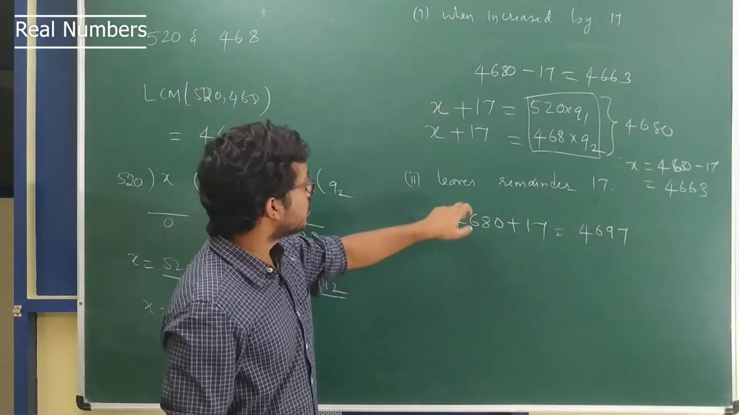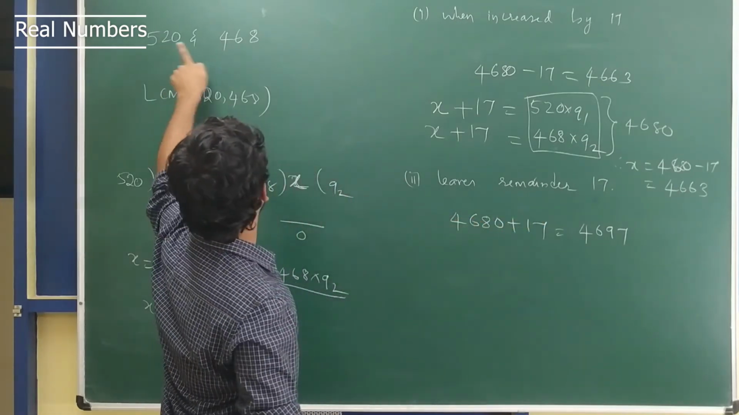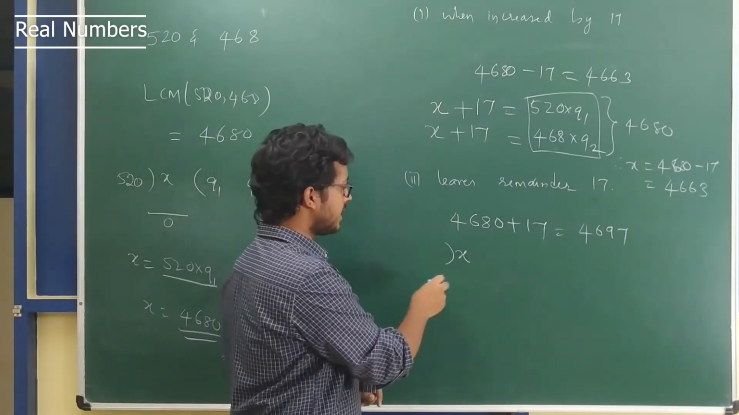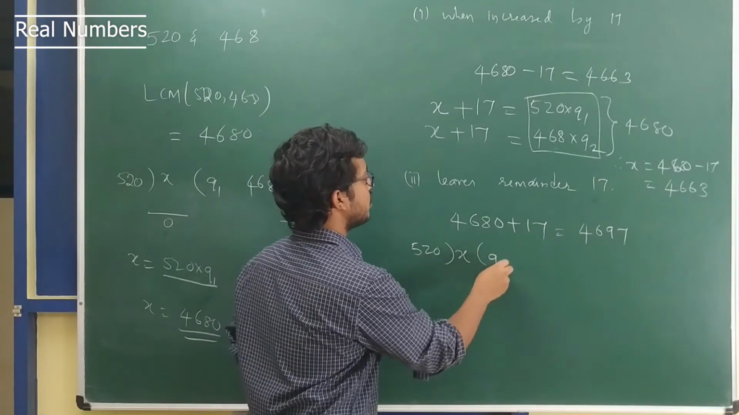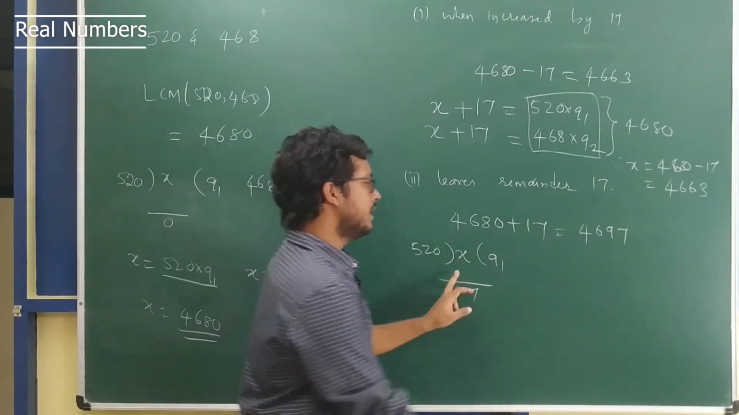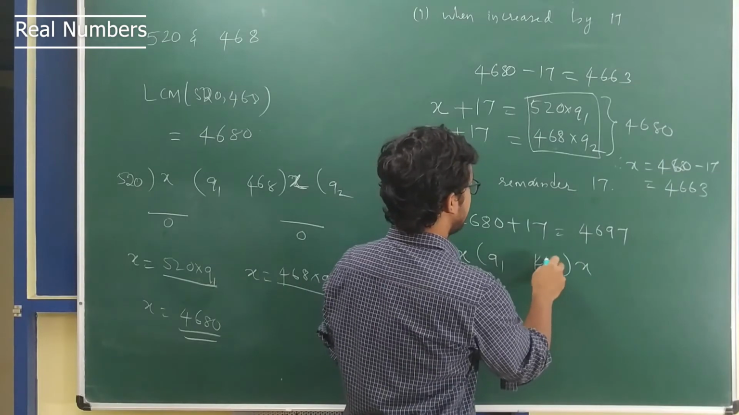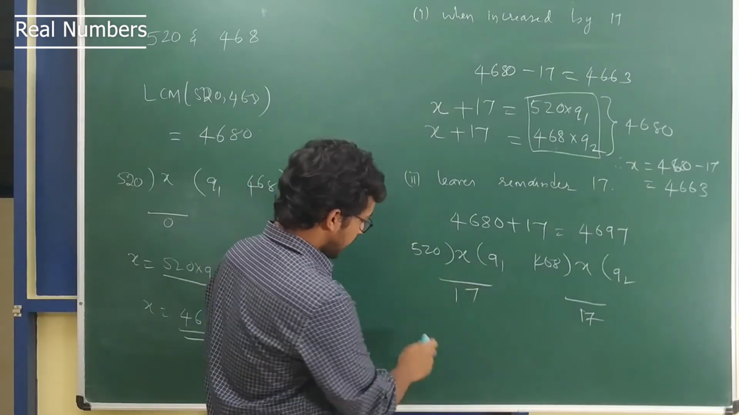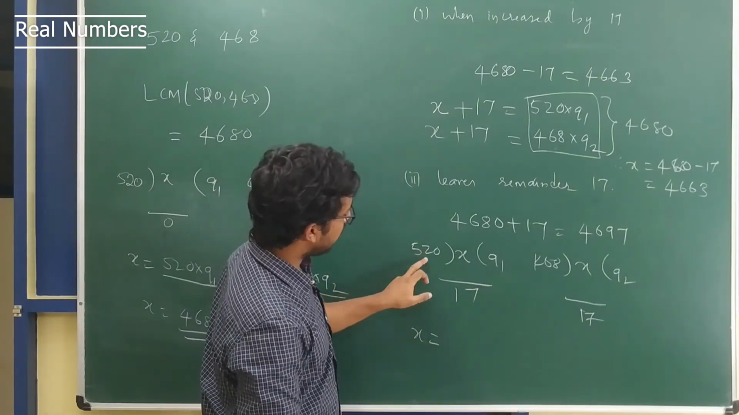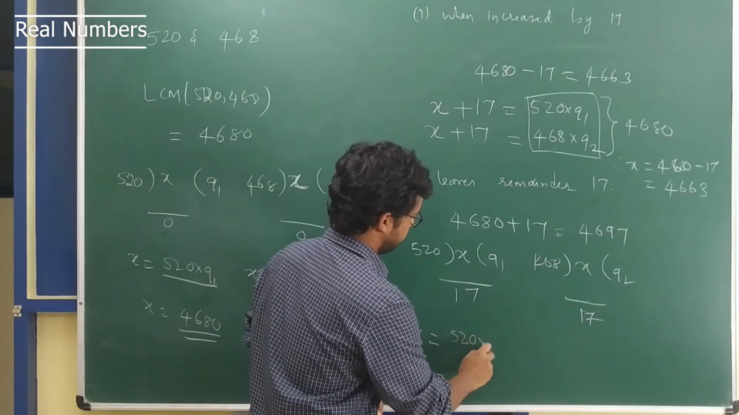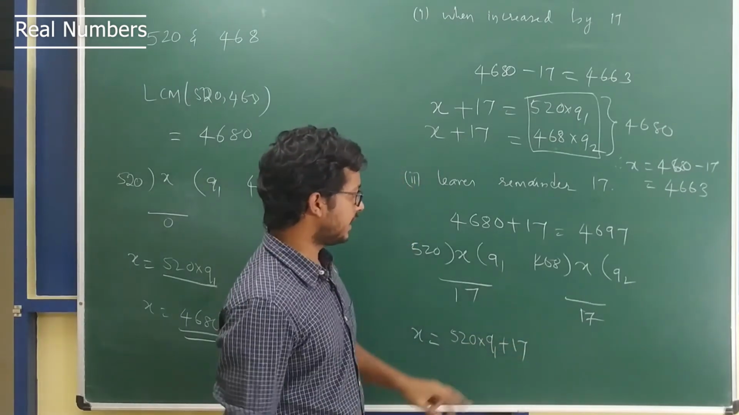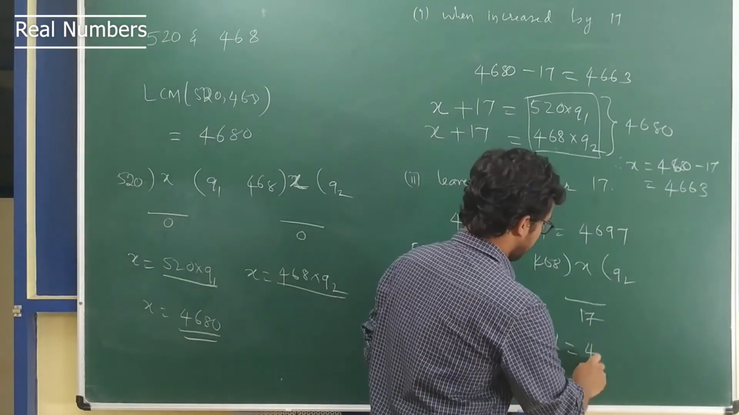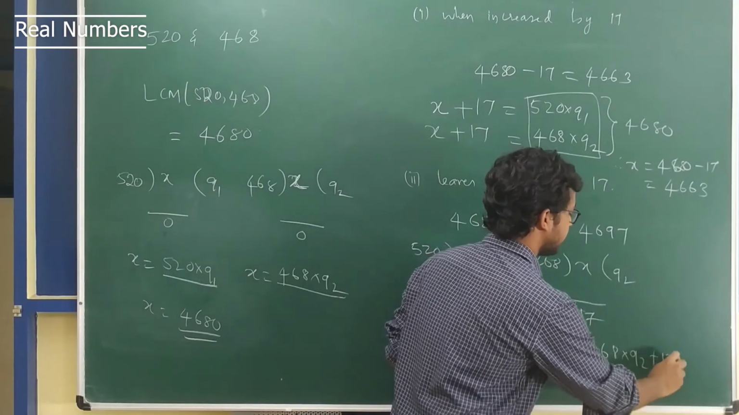So let's see this one. I have a number which, when divided by 520 and 468, should leave the remainder 17. Let the number be x. Let's write the expression for that. Dividing by 520, I get some q1 and leave the remainder 17. The same x, when I divide by 468, I get some other quotient q2 and leave the remainder again 17. So again here, let's write x. What is this x equal to? 520 into q1 plus 17. Here also it is x, I can write this as 468 into q2 plus 17.